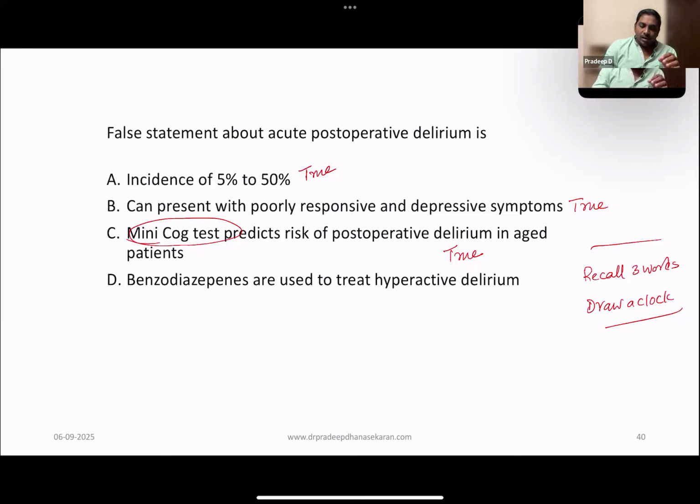Benzodiazepines are used to treat hyperactive delirium. That is a false statement. For hyperactive delirium, you will use haloperidol. Benzodiazepines are used for alcohol withdrawal syndrome.